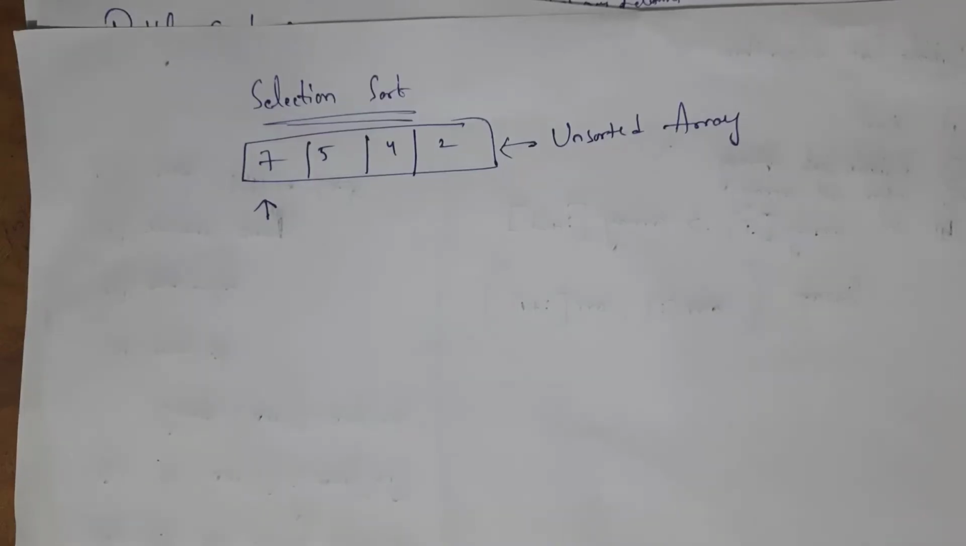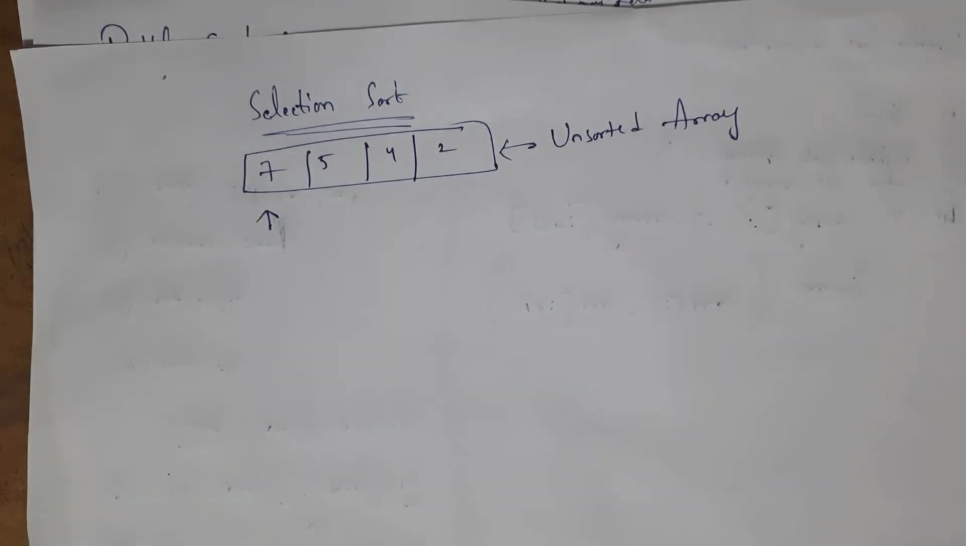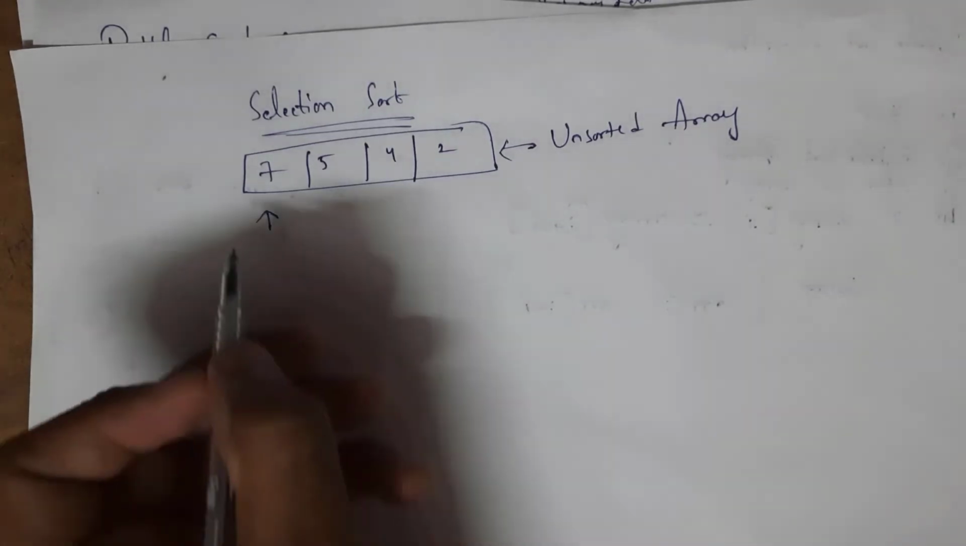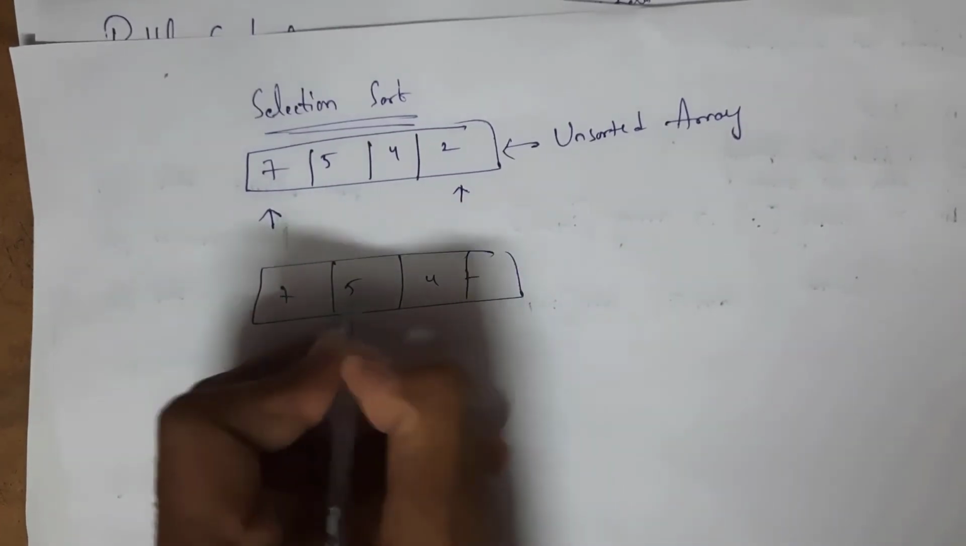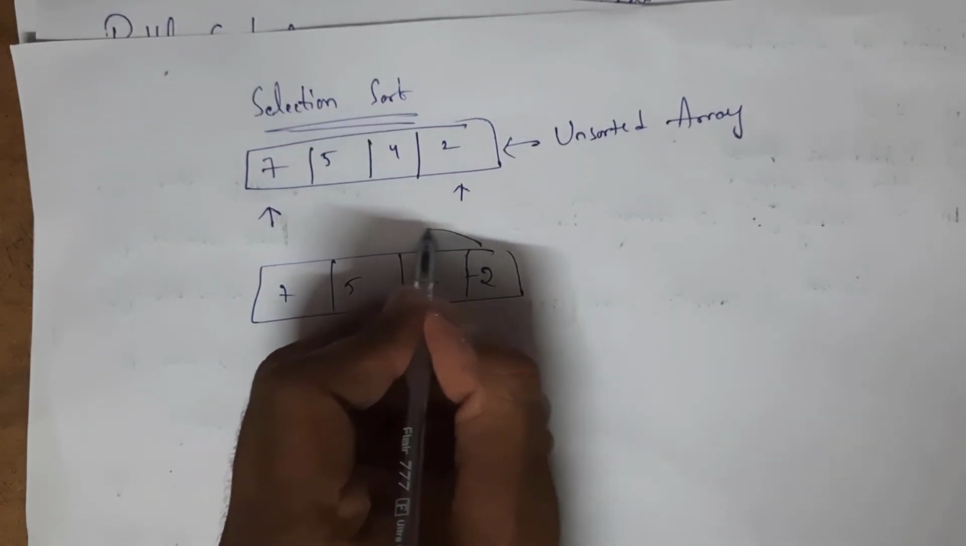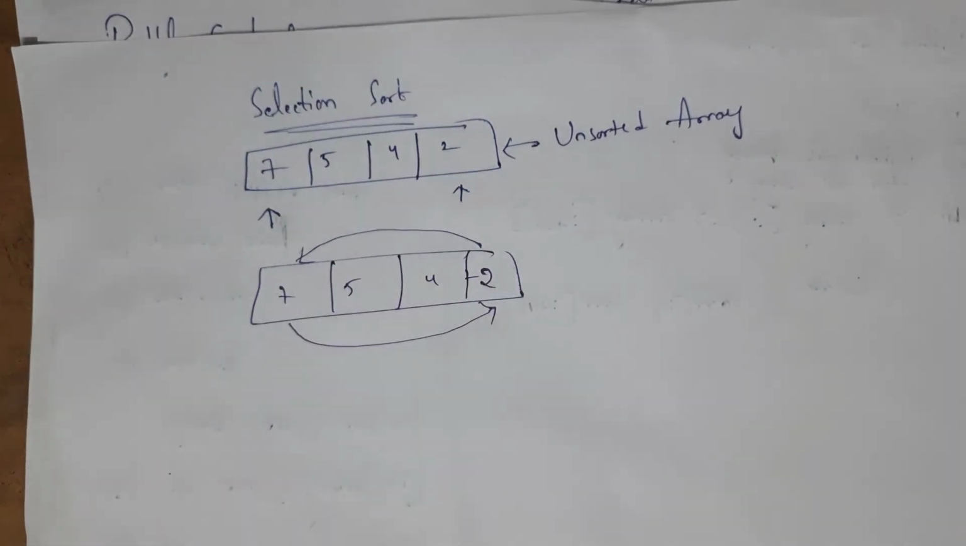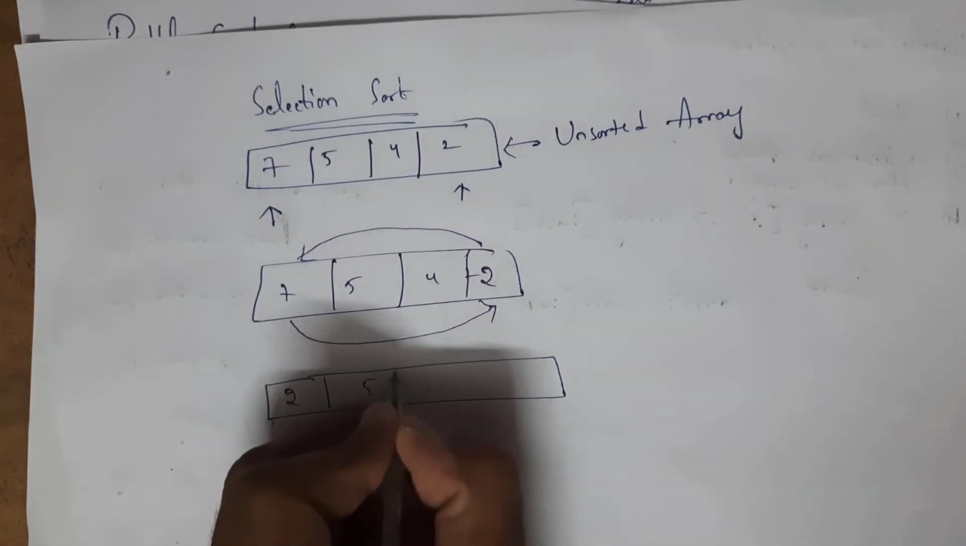Selection sort will find the minimum element in an array and then place this minimum element at the beginning. So the minimum element is 2. The array is 7, 5, 4, 2. Since the minimum element is 2, it will keep this 2 at the beginning and move this 7 into the place of 2. So 2, 5, 4, 7.